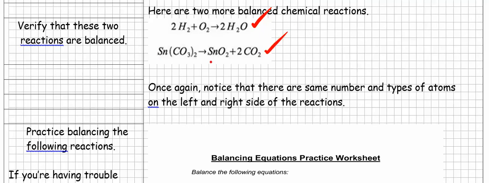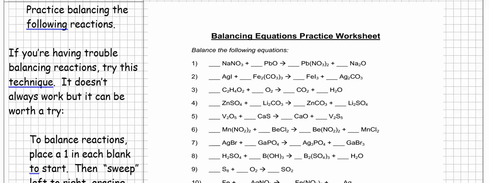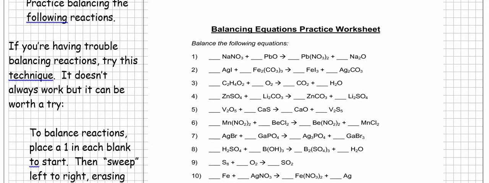1 tin on the left, 1 tin on the right. It's balanced. Carbon: 2 carbons on the left, 2 carbons on the right. It's balanced. Oxygen: 6 on this side. How many on this side? Well, 2 here, but 4 there. It's balanced. Once again, notice that there are the same number and types of atoms on the left and the right-hand side of these reactions. So hopefully you now know, you can at least verify that a chemical reaction is balanced.